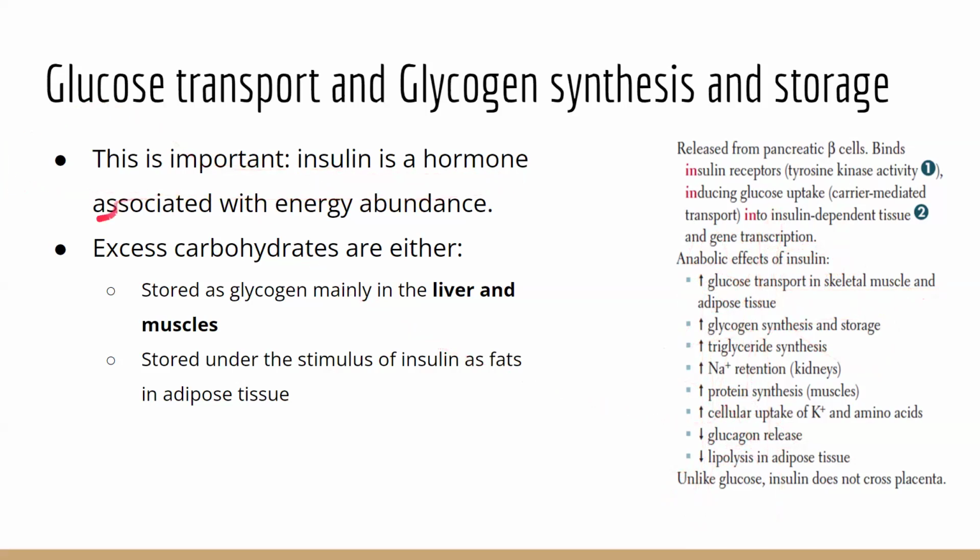So this is important. Insulin is a hormone associated with energy abundance. So again, it's an anabolic hormone. Do not forget that. Excess carbohydrates are either stored as glycogen, mainly in the liver and muscle, or stored under the stimulus of insulin as fats in adipose tissue. Okay? So, like I said, carbohydrates will be converted to glycogen. But if you have too many carbohydrates where you don't want to convert them to glycogen, you'll start converting them under the stimulus of insulin to fats in adipose tissue. That's why people who take too much carbohydrates end up having more adipose tissue. Yeah, that's a way to put it.